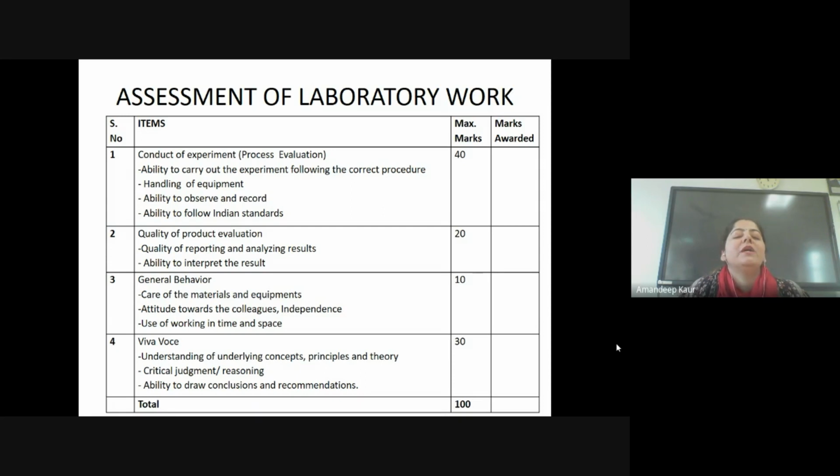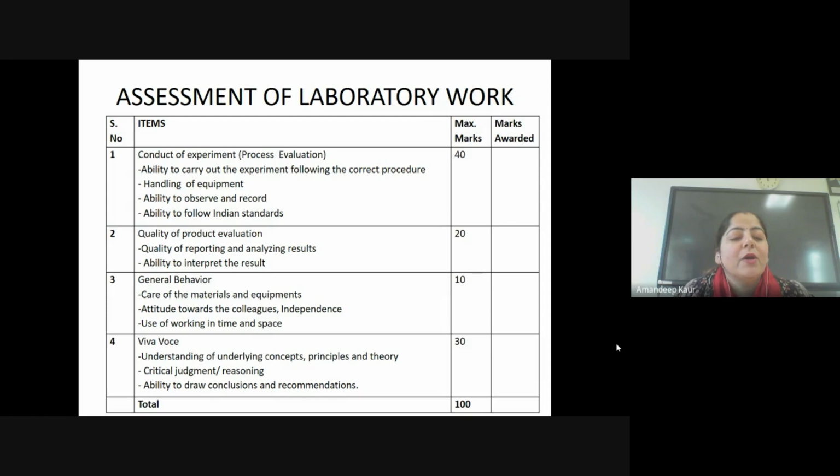So all these behavior related parameters need to be followed or decided by the department. Viva voce. When it comes to the viva voce, it is a predefined evaluation tool. So we can design questions related to the understanding of the concept, principles, and theoretical component.